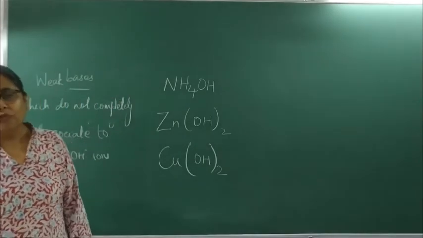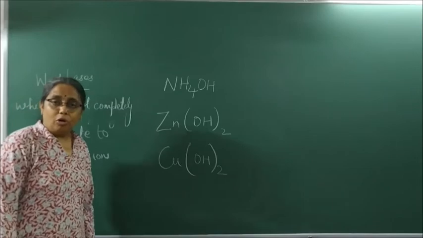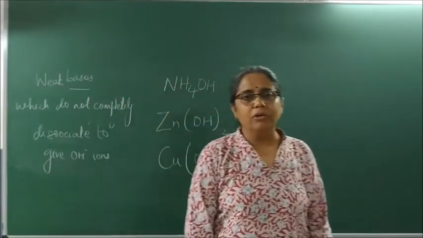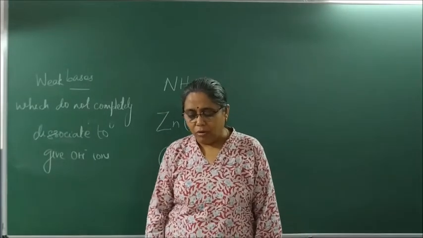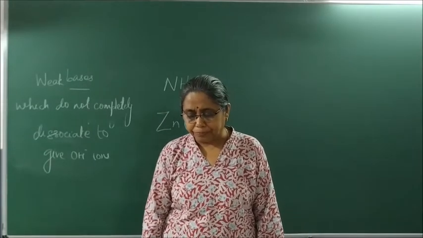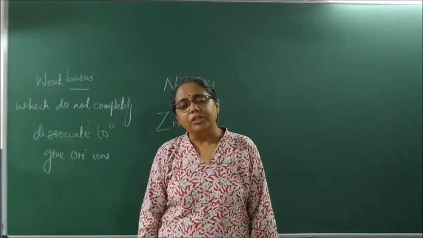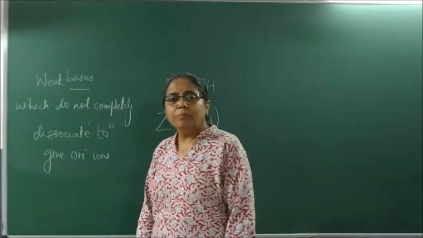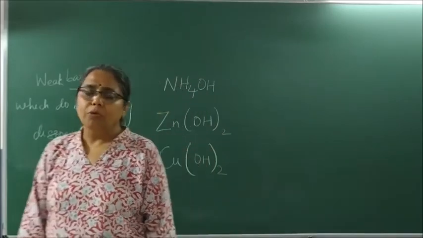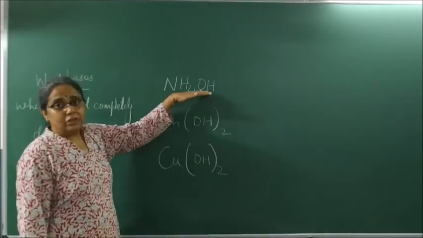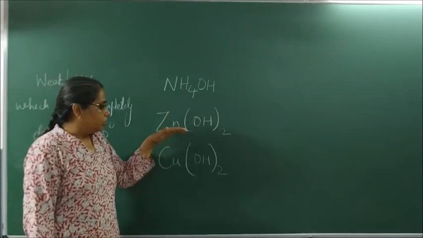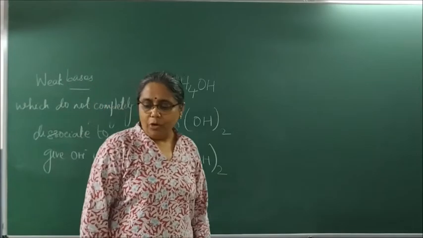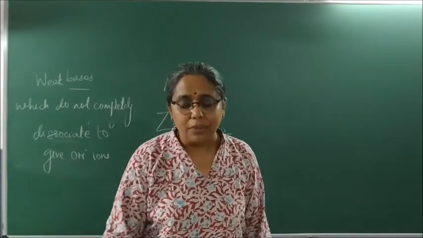When I talk about weak acids, I talk about oxalic acid, formic acid, acetic acid, and also carbonic acid, which is H2CO3. When I talk about weak bases, ammonium bound bases are weak. So the most common ammonium base is NH4OH, zinc hydroxide, copper hydroxide. These are all common examples of weak bases.